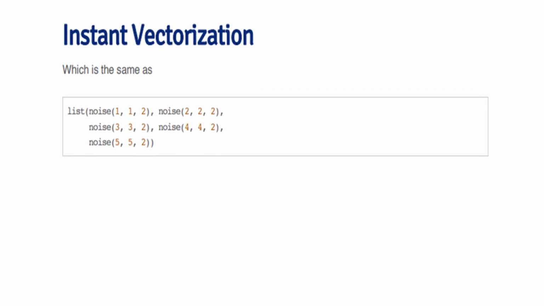This is the same as if I were to manually type out a list with these 5 different function calls. So it's nice to be able to instantly create a function that doesn't allow for vector inputs and to instantly vectorize it.